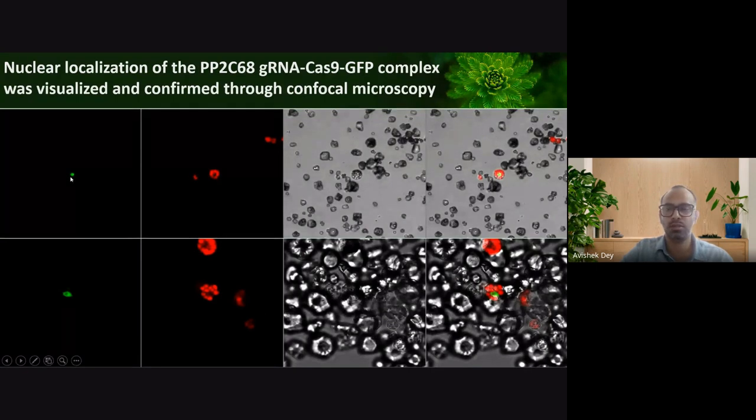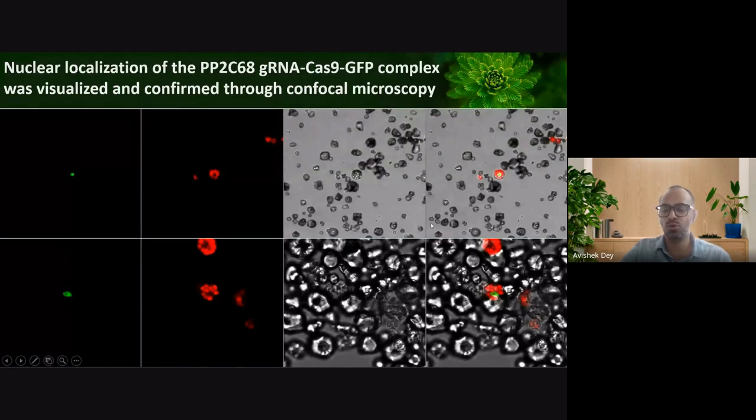GFP fluorescence is in the nucleus because it carries a nuclear localization signal. You can see here, if you go through the different steps and then merge the structures, that it is localizing in the nucleus. By this you can understand that your GFP is attached to your Cas9, and your Cas9 has formed a complex with the guide, so everything is now localized in the nucleus.